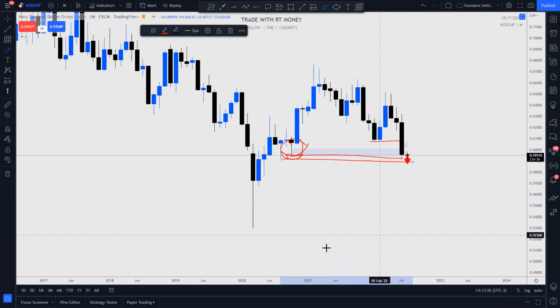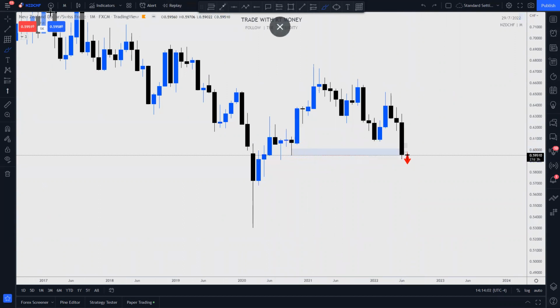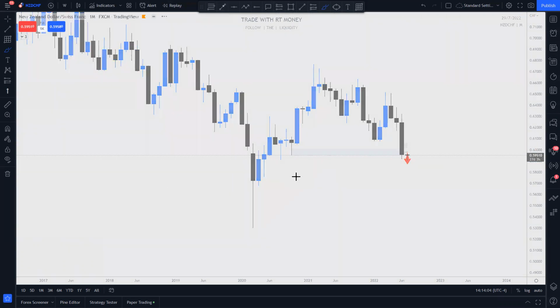Here we are on this one. We're probably going to take that low as well. There's a lot of momentum in that candle. Do you see that? I hope you do. All right, let's see it on the weekly.